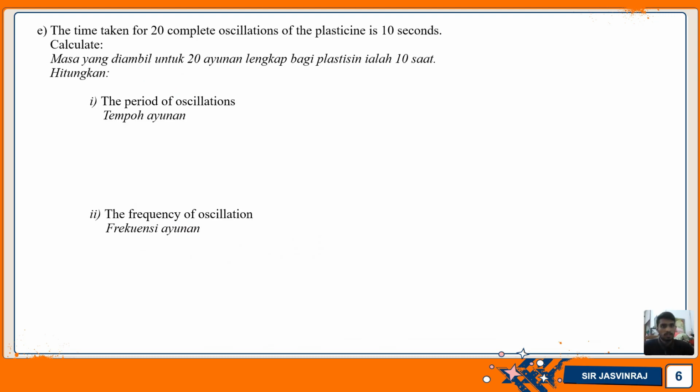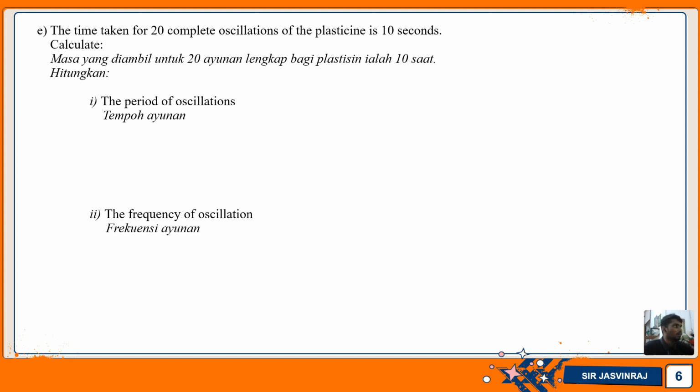Okay, moving on. Last question of this section. Time taken for the 20 oscillations of the plasticine is 10 seconds. Masa yang diambil untuk 20 ayunan lengkap bagi plasticine adalah 10 saat. Calculate the period of oscillation, tempoh ayunan, dan yang kedua frequency of oscillation, frekuensi ayunan. Kamu kena kira dua bahagian ni saja.